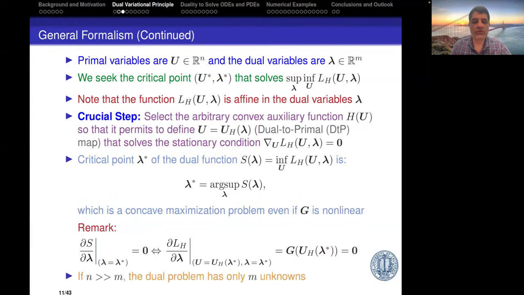Okay, so of course, if n is very large compared to m, the dual problem only has m unknowns because it's in the Lagrange multiplier space. So therefore, it's beneficial, right? So suppose n is 1,000 and m is just 2, you have only 2 equations, then of course, you get basically only 2 unknowns there, right, which you have to solve for.